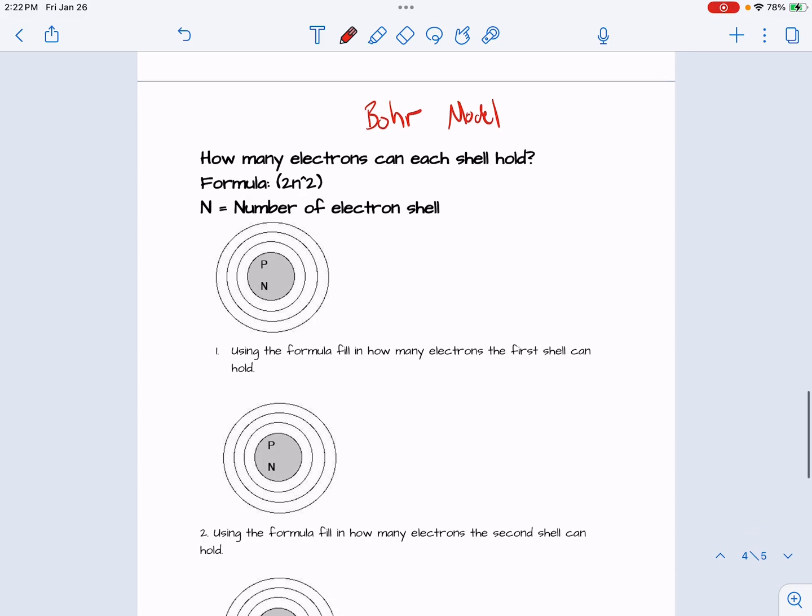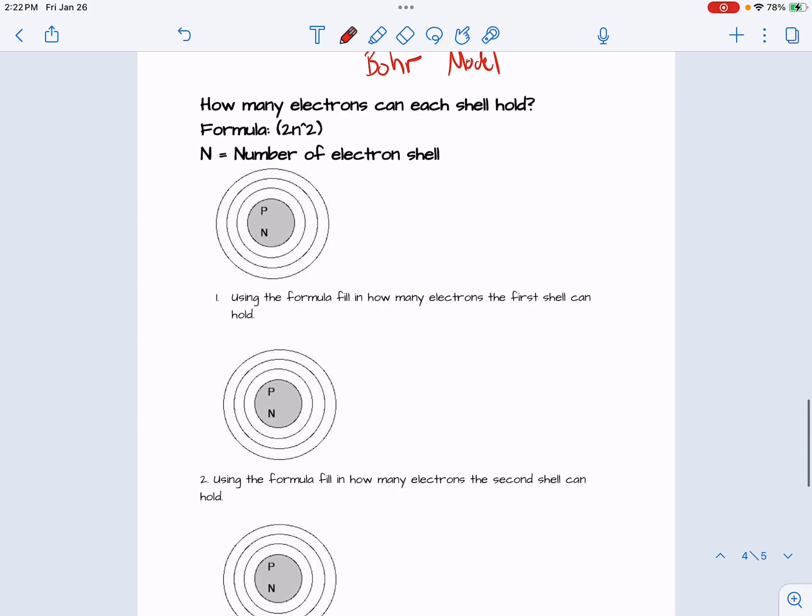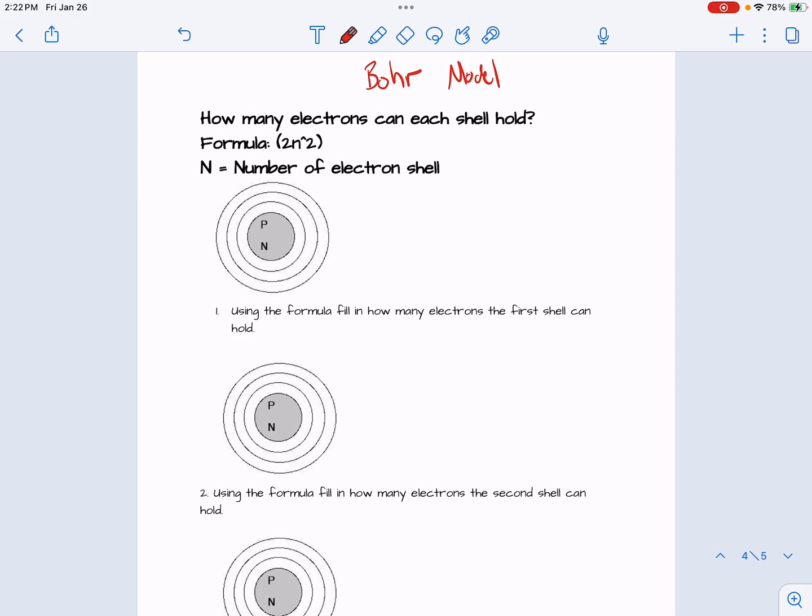these three questions that we're trying to answer based off of this formula that's given to us, this 2n to the second power, or I can also write it 2n squared. And so we're trying to figure out how many electrons can fit into each energy shell. So question number one says, using the formula, fill in how many electrons fit in the first energy shell.